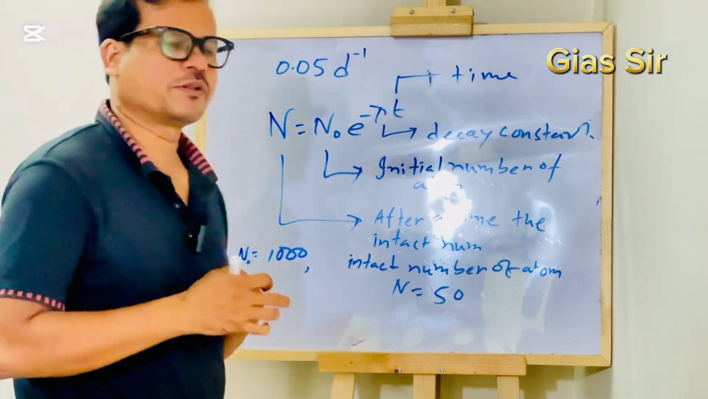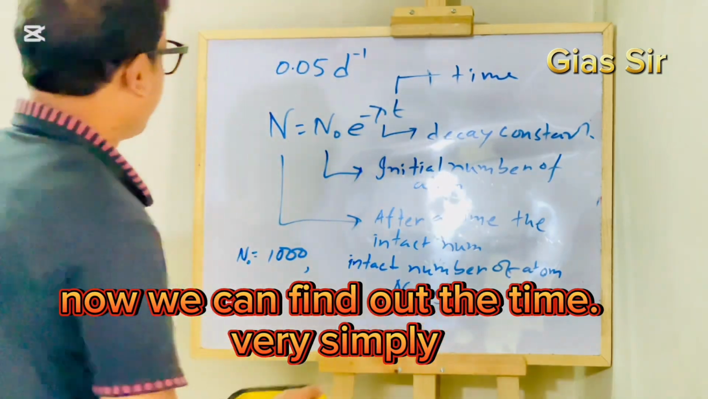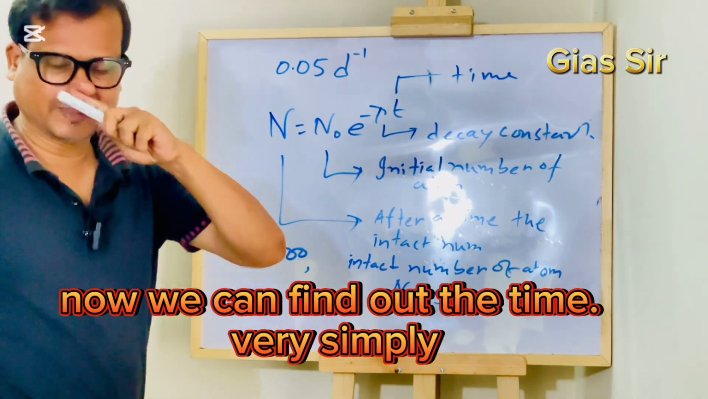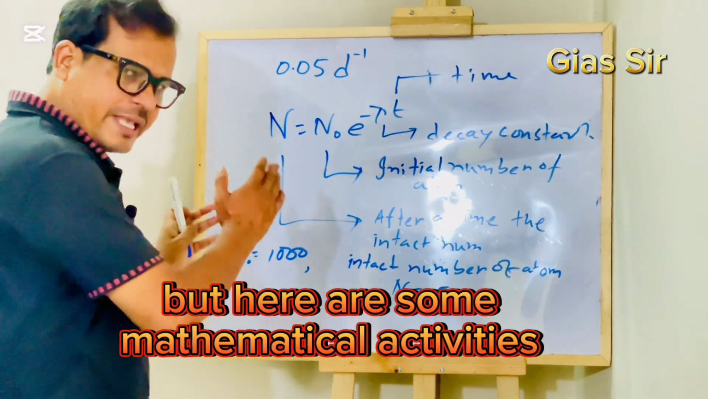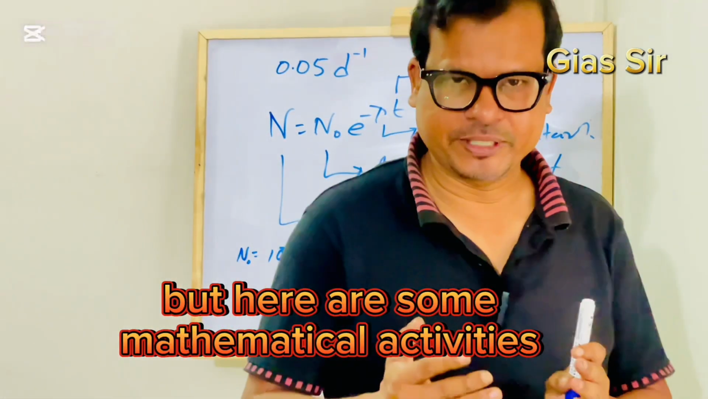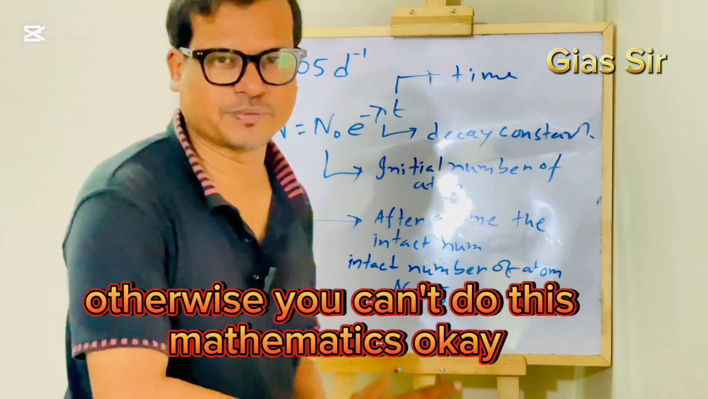Decay constant 0. Suppose we have taken this. Now we can find out the time, very simply, very easily. But here is some mathematical process. We have to know that, otherwise you can't do this mathematics.